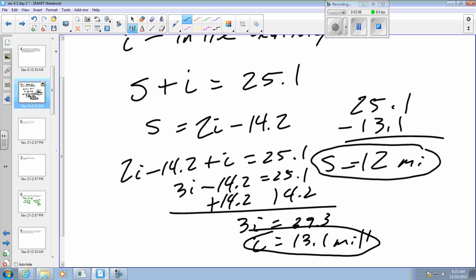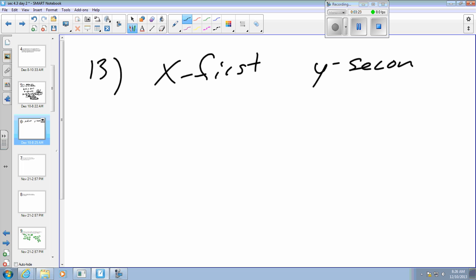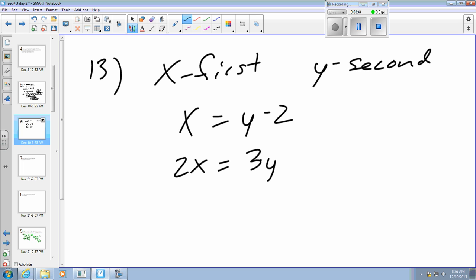The next story problem I want to go over with you is question number 13. It says one number is 2 less than a second number. So I'm going to say x is the first number. Remember, we always have to define our variables first. y is the second number. It says one number is 2 less than the second number. There's one equation. And then twice the first is 4 more than 3 times the second. Well, 3 times the second, 4 more. So there's your two equations, two unknowns.